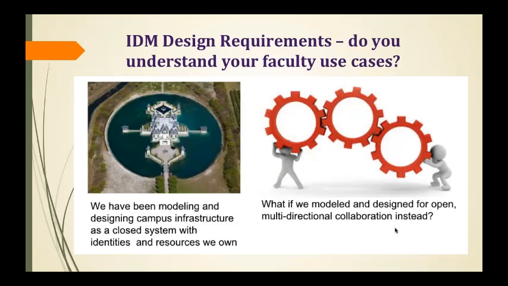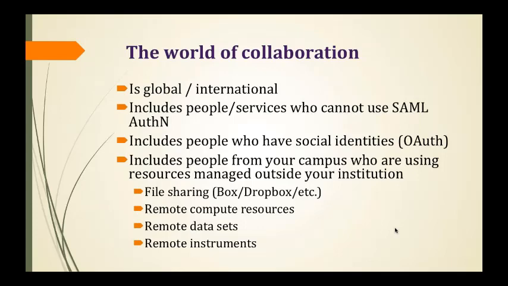I think instead we should be modeling and designing for open and multi-directional collaboration, where we think of ourselves and the components in our identity stores as components of a global system of collaboration. This is certainly how our faculty think about it and the work that they do. And if you talk to faculty and their use cases, you'll see that this is actually first and foremost in their thinking. The world of collaboration today is global, it's international, it includes people and services who are not able technically to use SAML authentication. It does include people who have social identities. Yes, they're at a lower level of assurance, but they are useful. It includes people from outside of your campus.